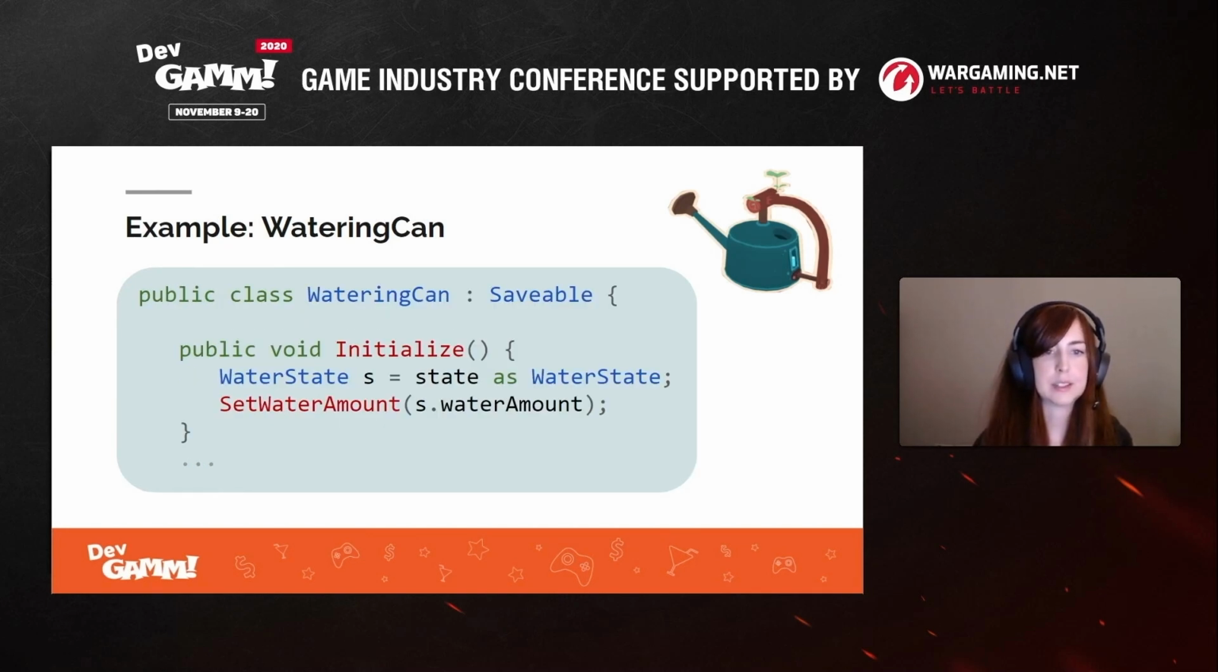Each class that inherits from savable should also implement a method called Initialize. This is called after initState is called, which means that the object can read the savable state here and then do some logic based on that.